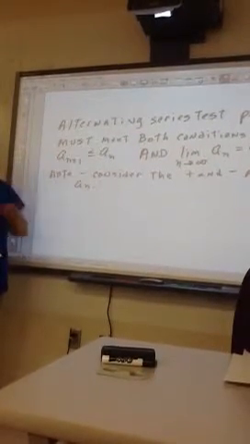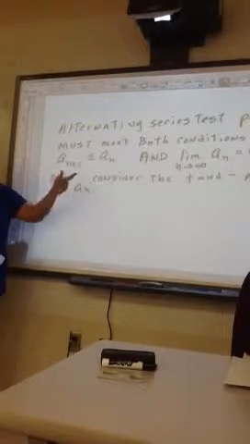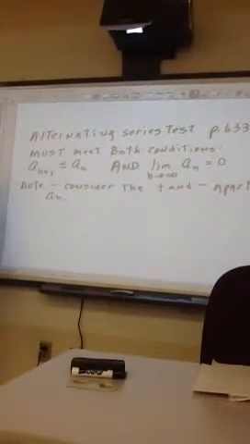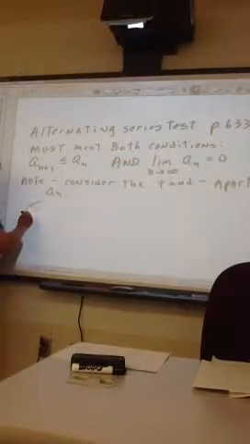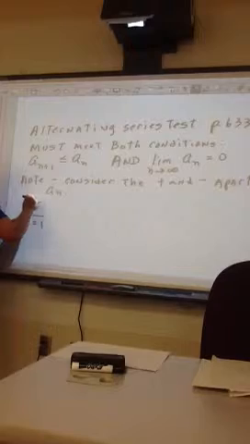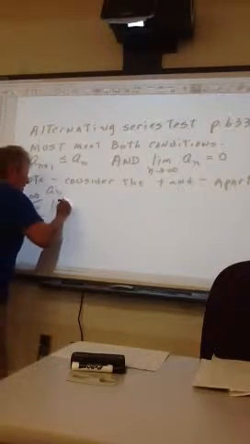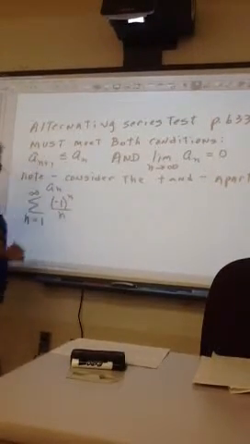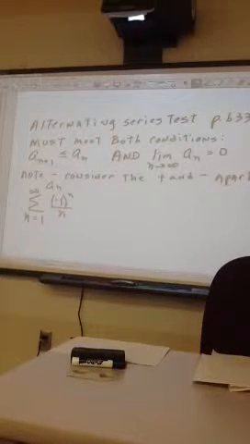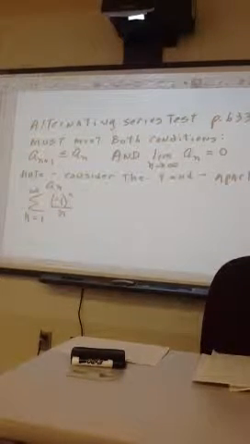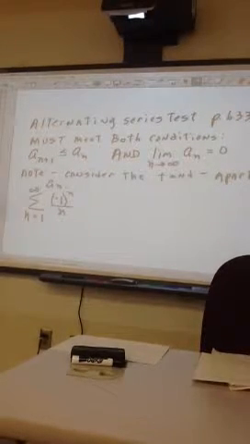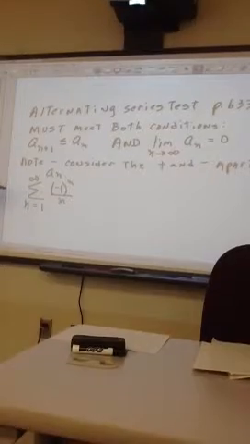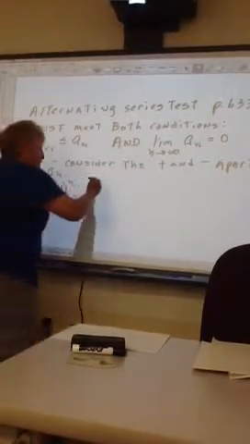Less than or equal to the nth term, and we need the limit of the nth term to equal 0, and when that happens, the series converges. And the best example was that first one you asked me about today. I was so happy you asked. Take a look at this one. This one even has a name. It's called the alternating harmonic.